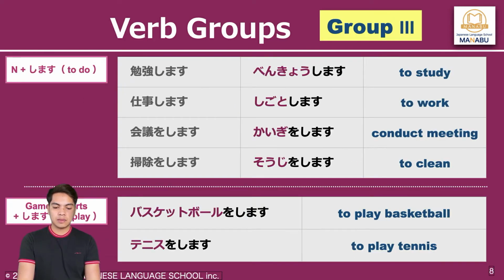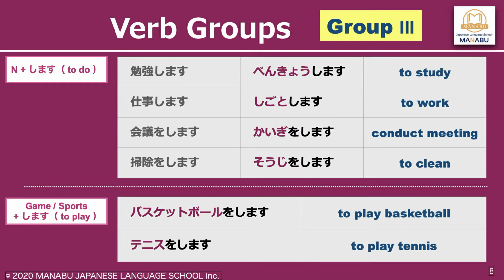The last group, group 3 verbs, these are nouns plus shimasu. For example, benkyou shimasu. Benkyou is a noun which means study, plus shimasu. The word shimasu means to do. It means to do study, or to study. Next, shigoto shimasu. Shigoto is work, shimasu, to do. It means to work. Kaigi o shimasu, to conduct a meeting. Soji o shimasu, to clean. And the verb shimasu also means to play, if the noun is a game or a sport.